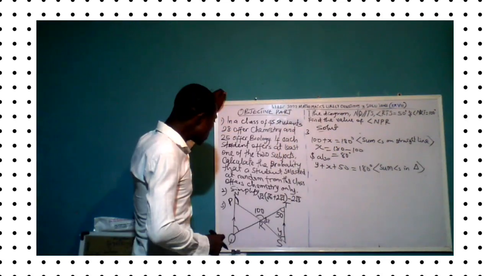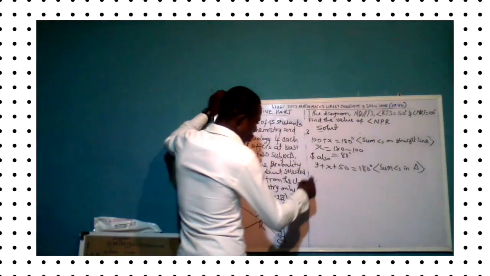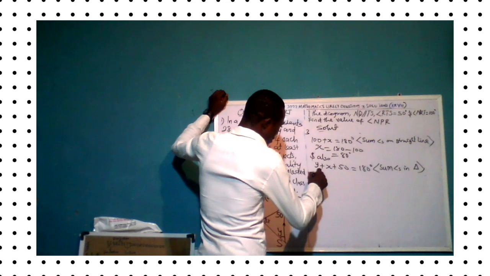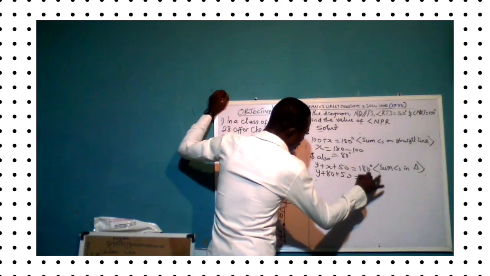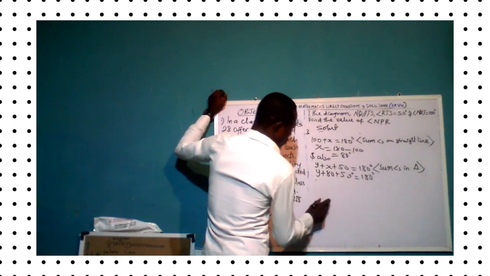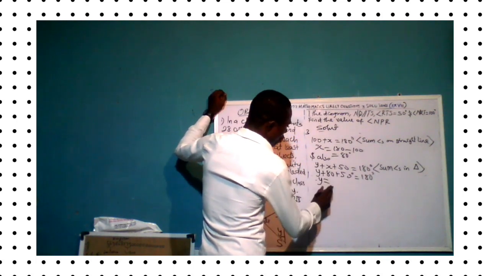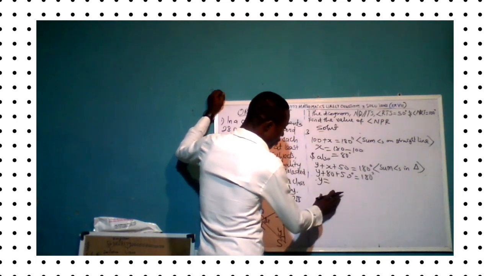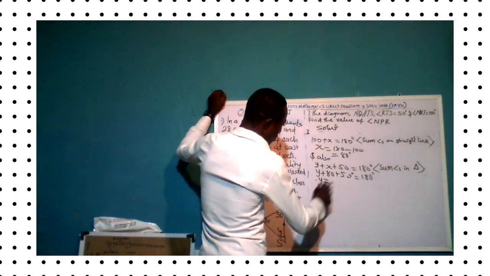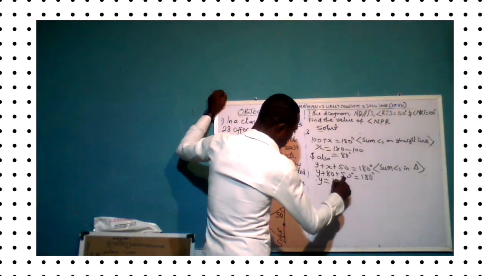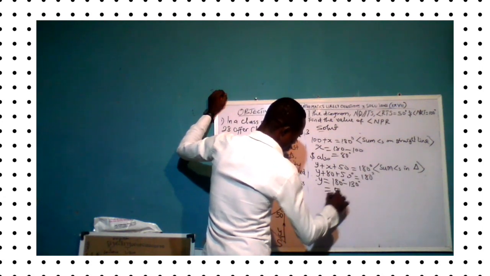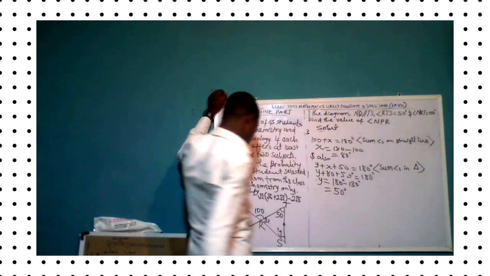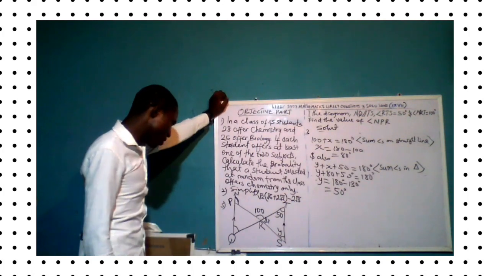We have found x to be equal to 80. So you have y plus 80 plus 50 equals 180 degrees. And straight away you have y to be equal to what? 80 plus 50 will give you 130. So you have 180 degrees minus 130 degrees, which will be equal to 50 degrees. So y is equal to 50 degrees.